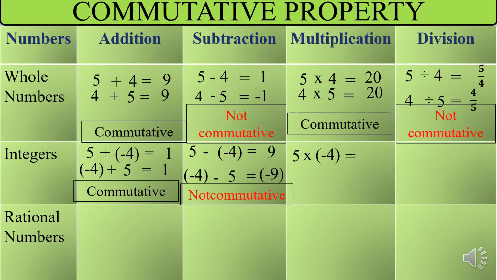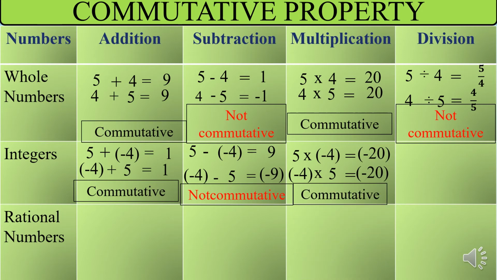Now let's see for the multiplication. When 5 is multiplied by minus 4, we get answer minus 20. And when minus 4 is multiplied by 5, we get answer minus 20. Here, when we change the order of the numbers, we get the same result. So, we can say that multiplication is commutative for integers.